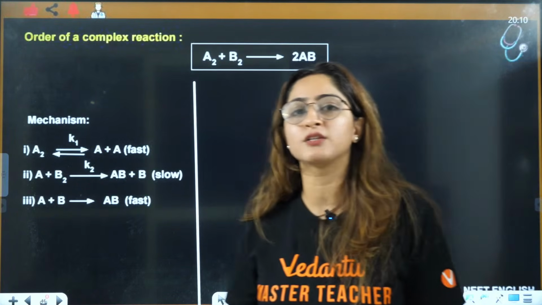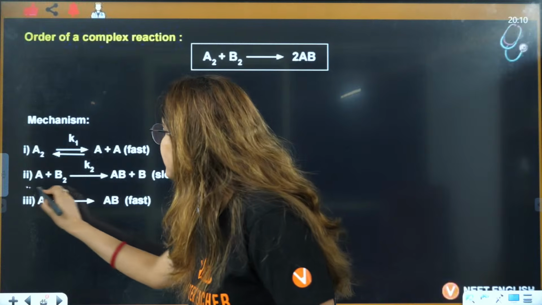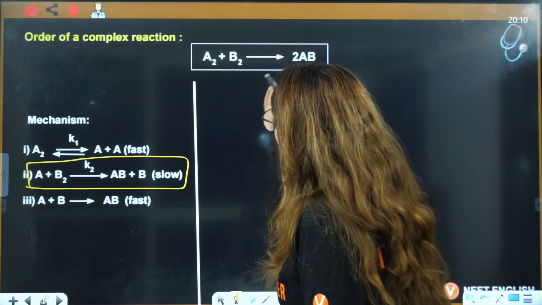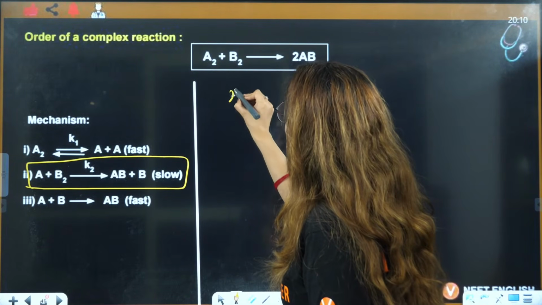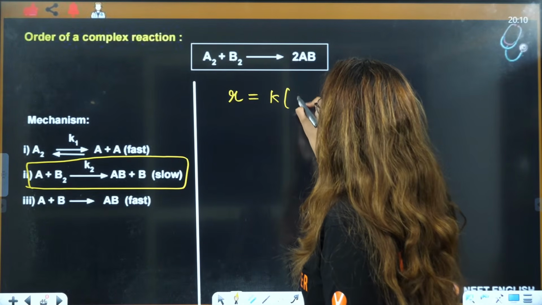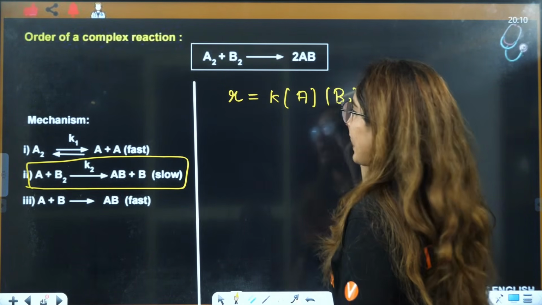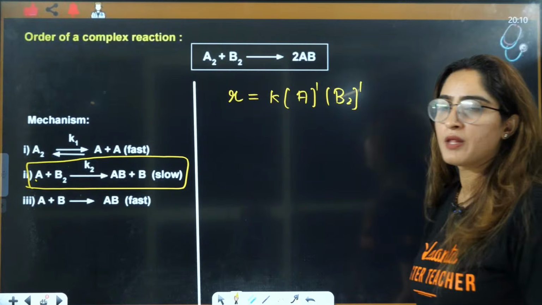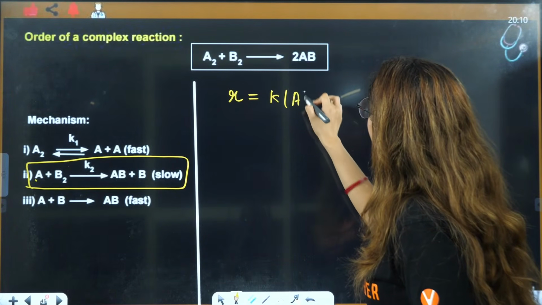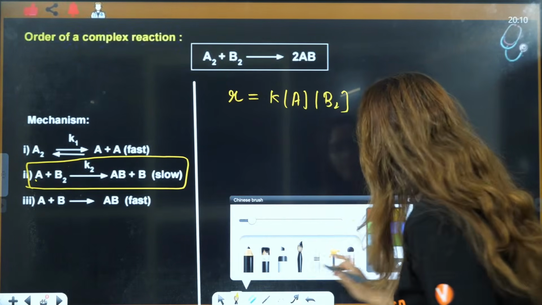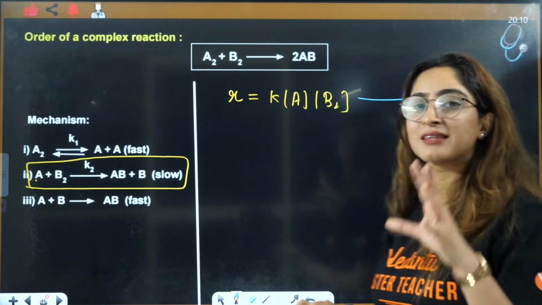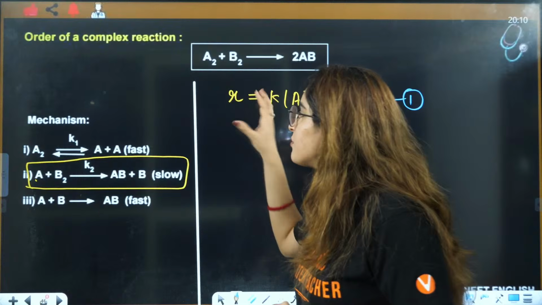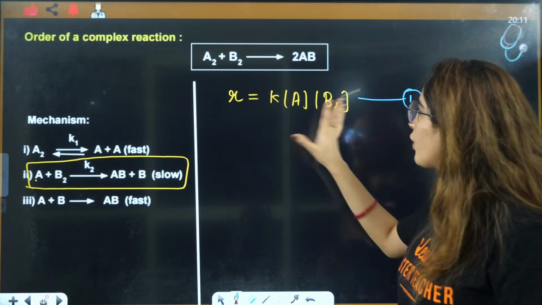Firstly, always remember the order of the reaction depends on the slowest step, and this is the slowest step that you have. So rate of reaction will be K into A and B2. A raised to power 1 is the stoichiometry and B2 raised to power 1 is the stoichiometry. Mark it 1 here. Whenever this set of question is given to you, you will see the slowest step and write your answer in terms of the slowest step.